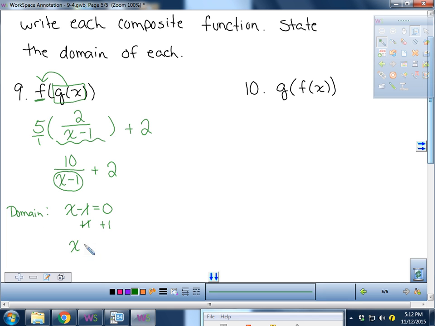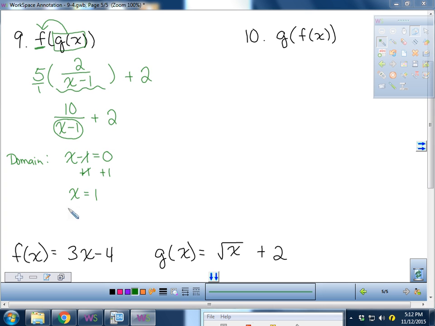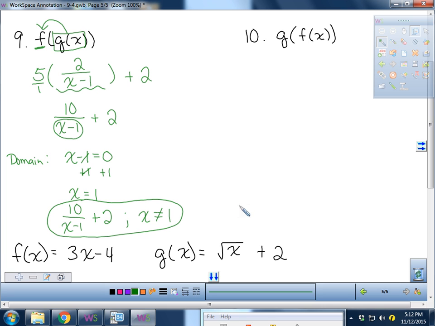So I know that x has to be 1 if I want to get a 0, which makes sense. If I plug a 1 in right here, 1 minus 1 is 0. Can't have a 0 in the denominator. So my domain is that x cannot be 1. So my answer would be 10 over x minus 1 plus 2. And then I'm going to state my domain. X cannot be, so we'll put an equal with a slash 1. That's just because we don't need a 0 in the denominator. Can't have it.